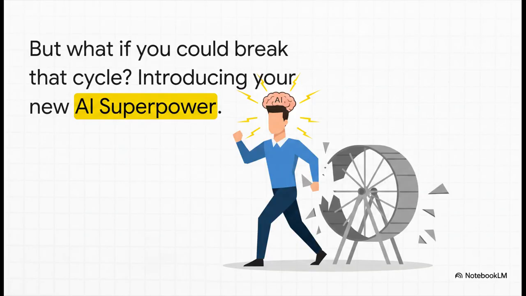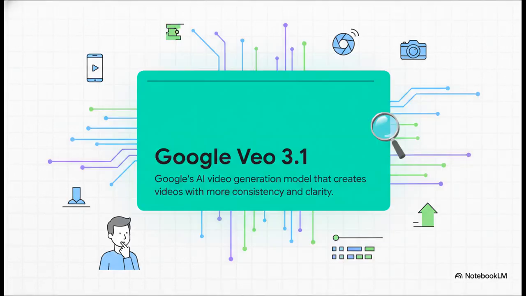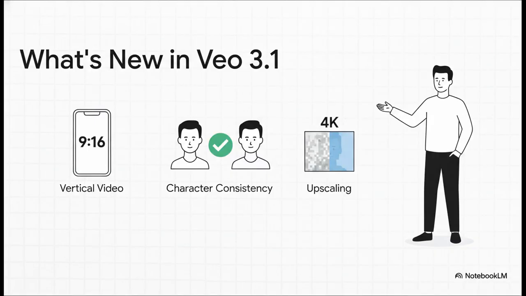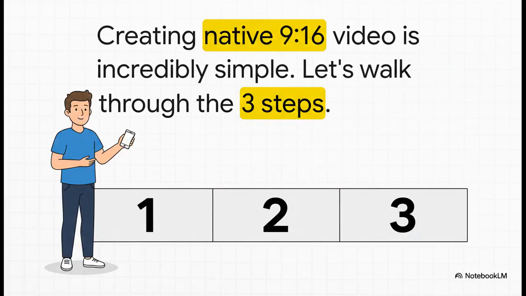Well, meet your new AI superpower. This is Google's new Veo 3.1. It's an AI model that makes incredible video from just images and text. So what's new? Native vertical video, way better character consistency, and even 4K upscaling. It's huge. And the best part?